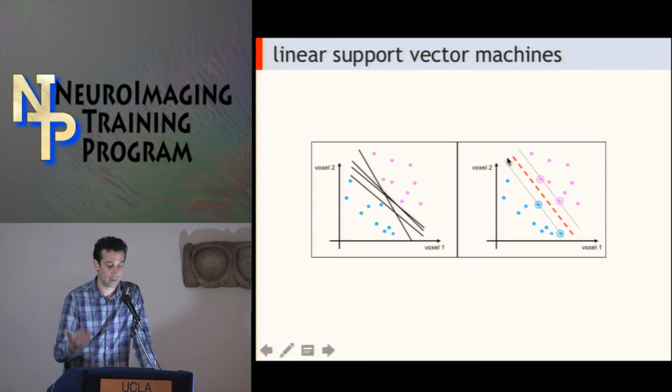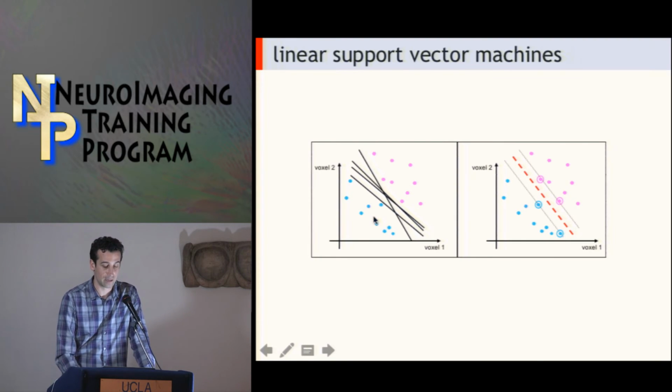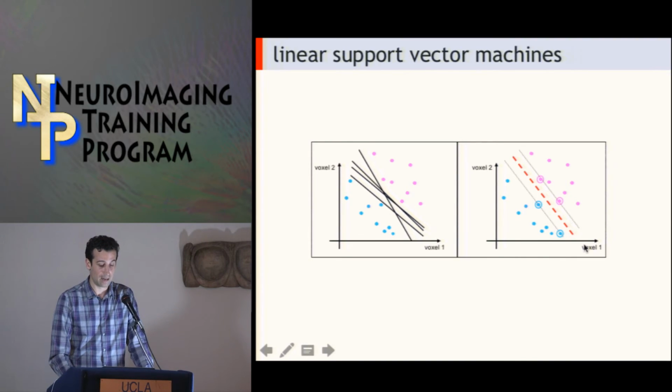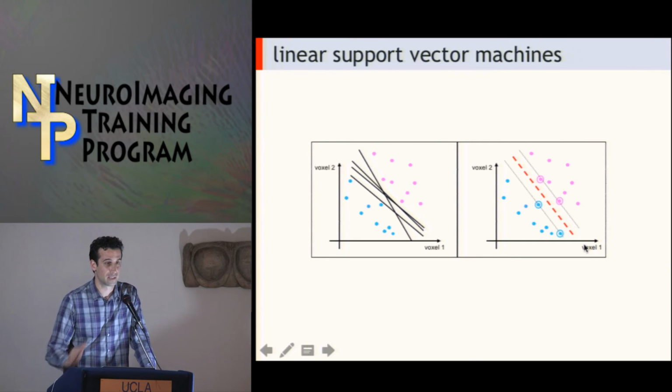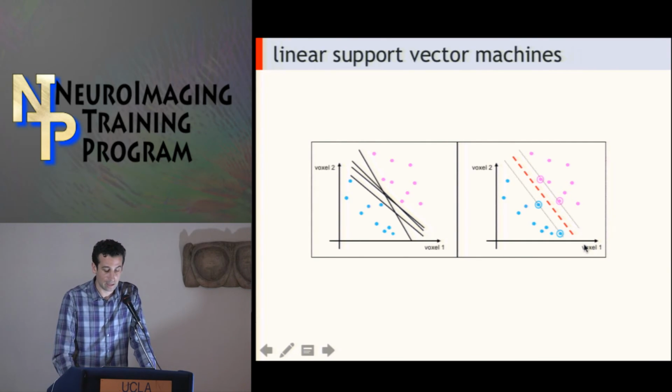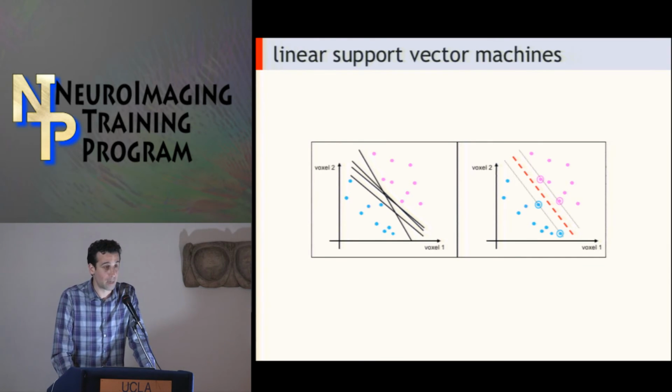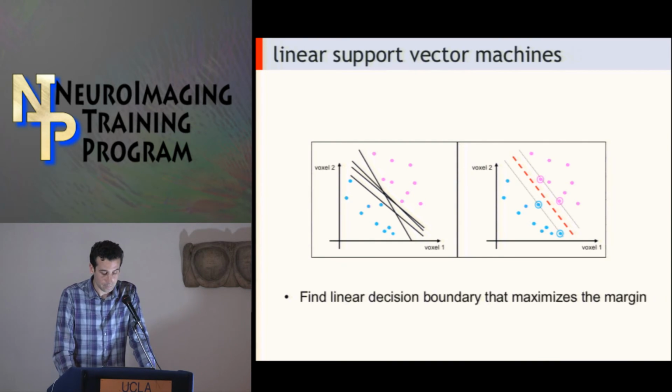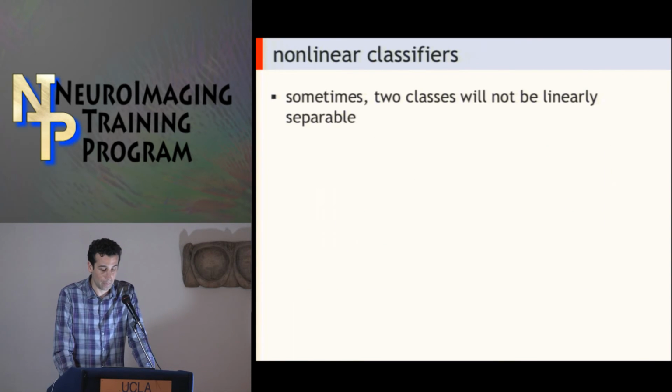And there's going to be one solution for the separating plane here. In this case, just a line, but you'll see in another slide, it's really a plane through multidimensional space that separates these two classes in an optimal way. And the SVM solution is a very robust solution for determining the optimal decision boundary between two classes. Okay, so you're finding the linear decision boundary that maximizes this margin.